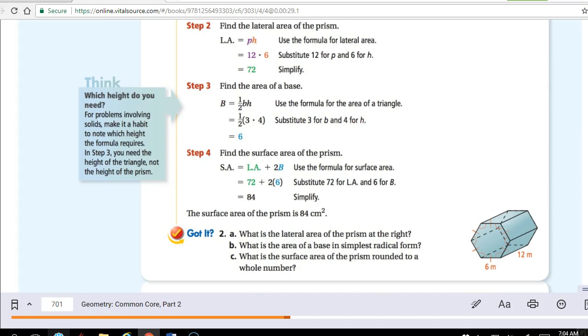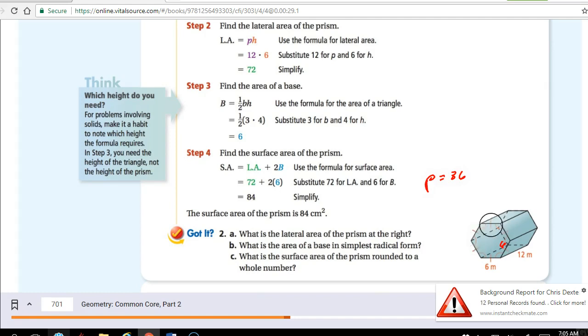Now, number 2 is a little bit more difficult, in the Got It section here. What is the lateral area of the prism at the right? Well, this time it's a little easier in the sense of all of these are the same. So if this is 6, this is 6, this is 6, all the way around right here. So the perimeter is going to end up being 36 here. That was a little easier than what we had to do before. It gets a little harder in one of the other sections.